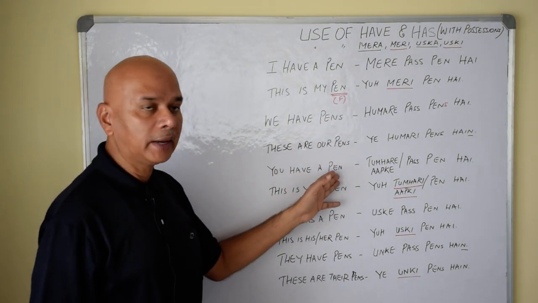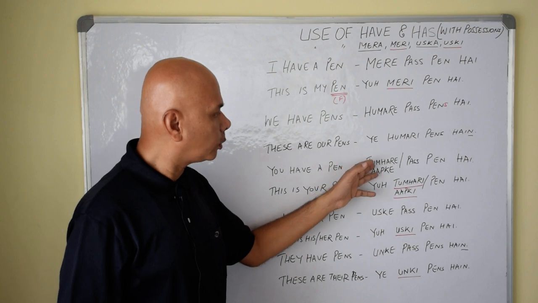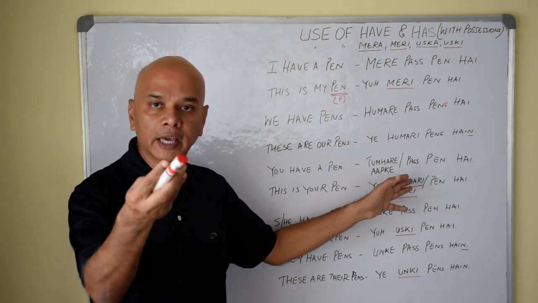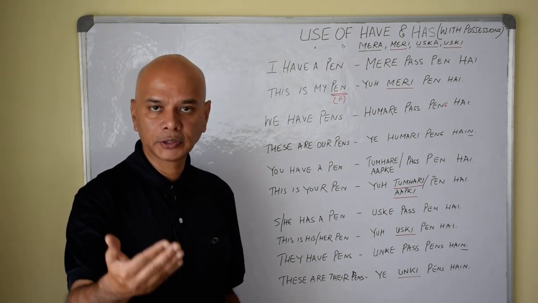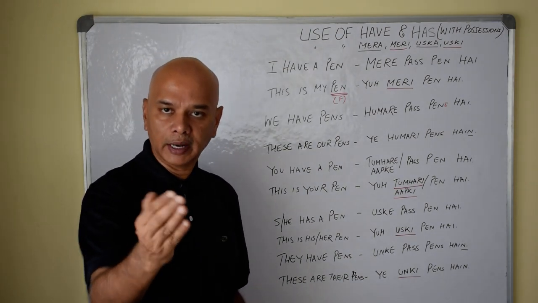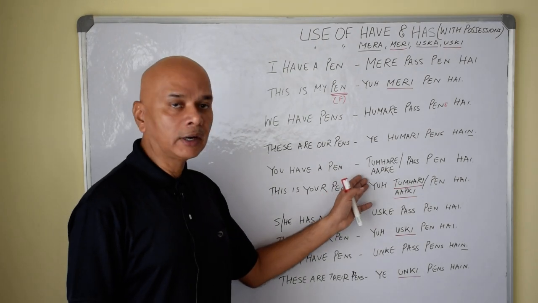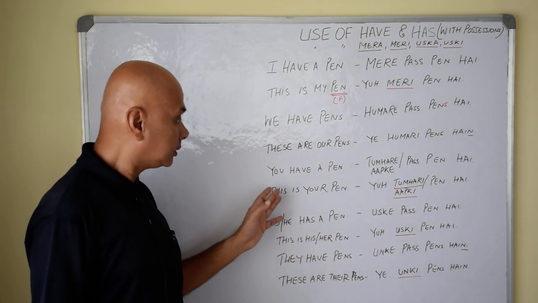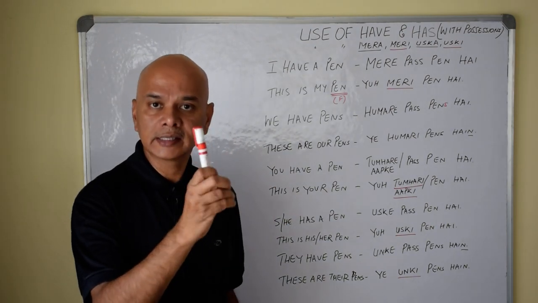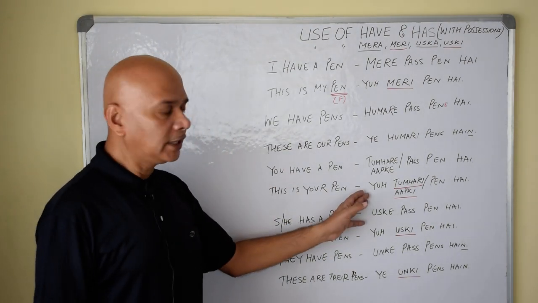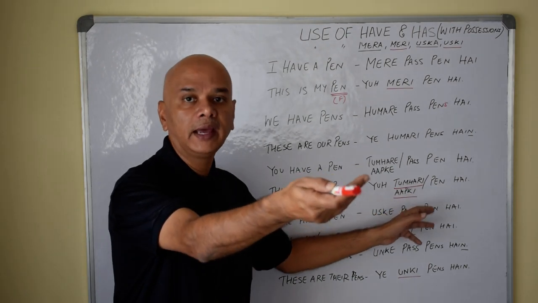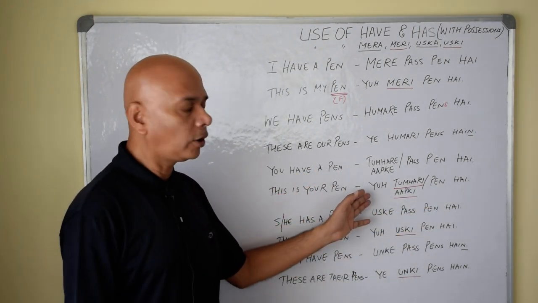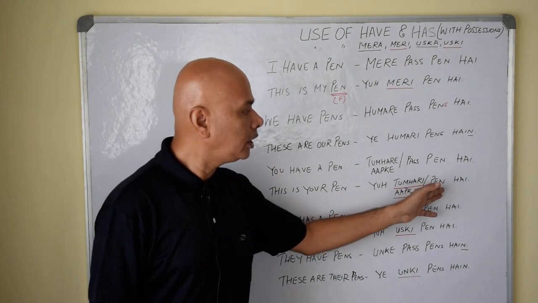You have a pen. Without respect, tumhare paas pen hai. With respect, aapke paas pen hai. If I am talking to you, tumhare paas pen hai without respect, or aapke paas pen hai with respect. This is your pen. Yah tumhari pen hai, without respect. Or with respect, yah aapki pen hai.